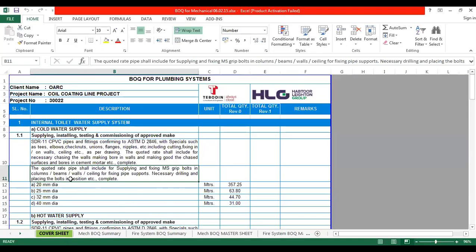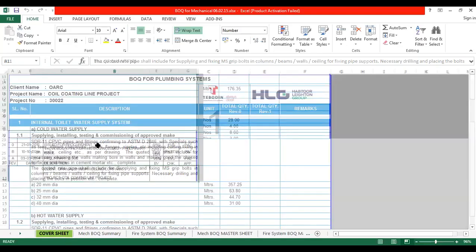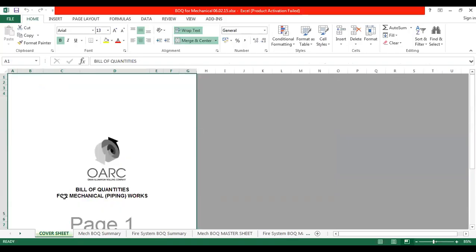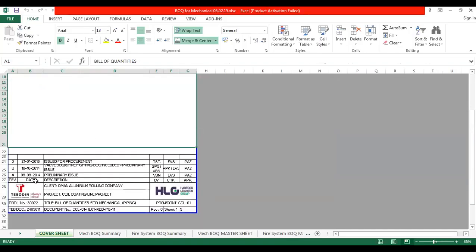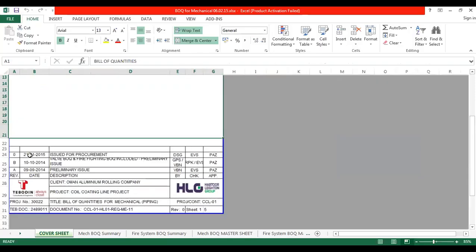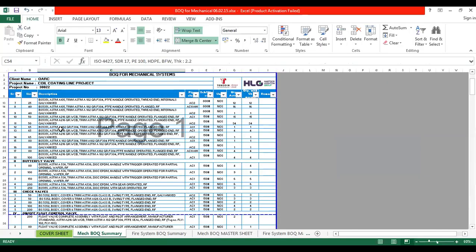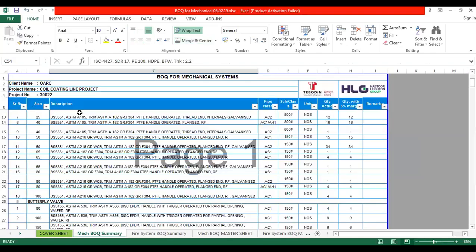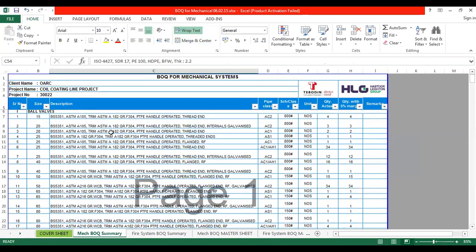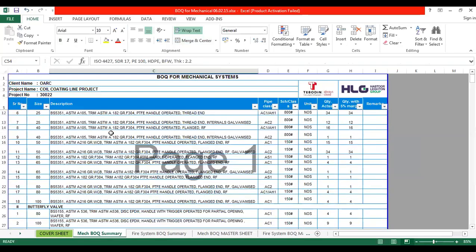The cover sheet also is there. This is the cover sheet, BOQ quantities for mechanical piping works, the revision and everything is there like this. Summary. This is the summary, summary of all the BOQ for the mechanical system.